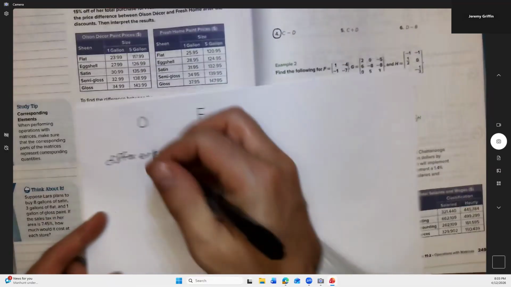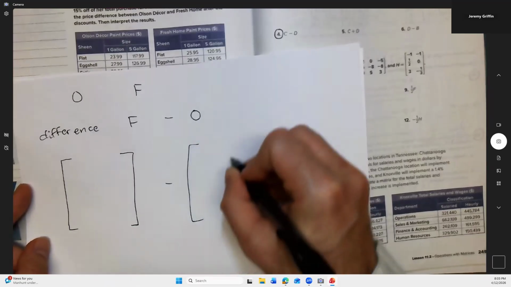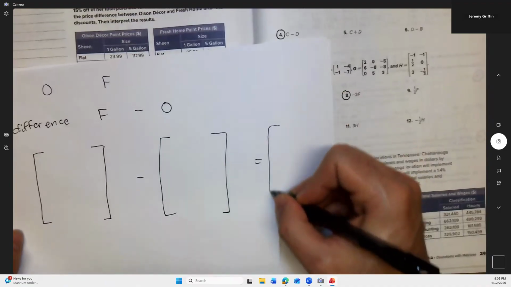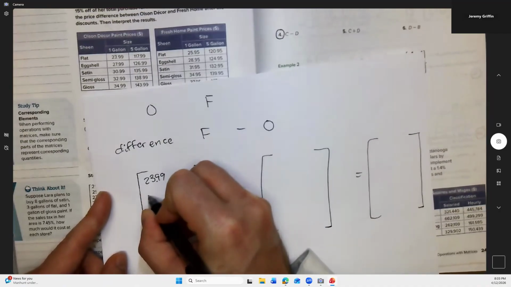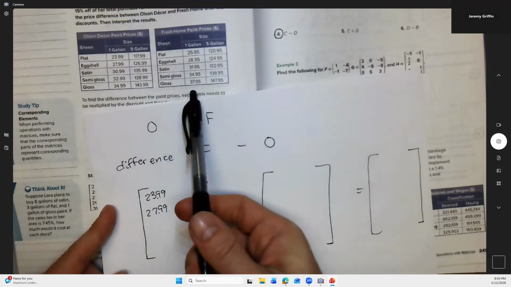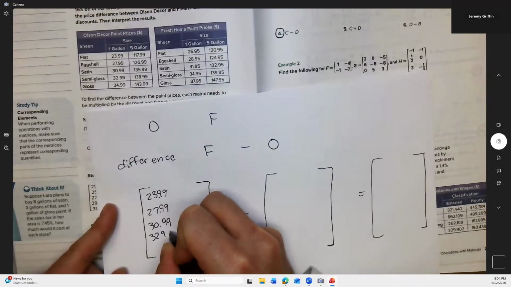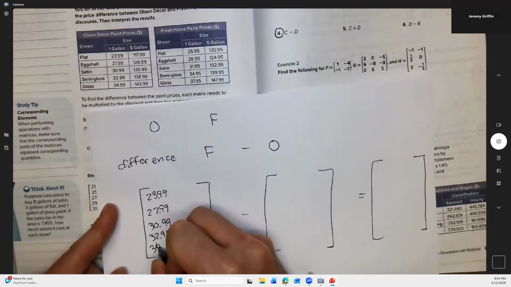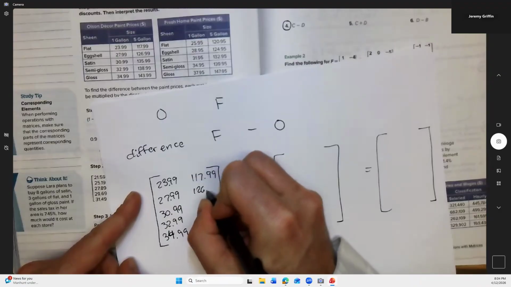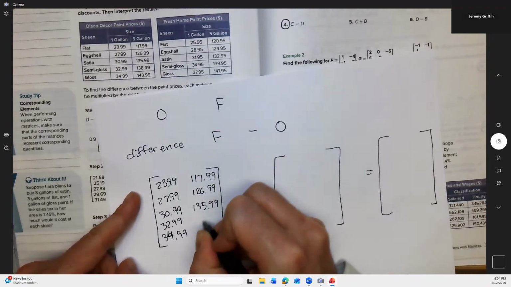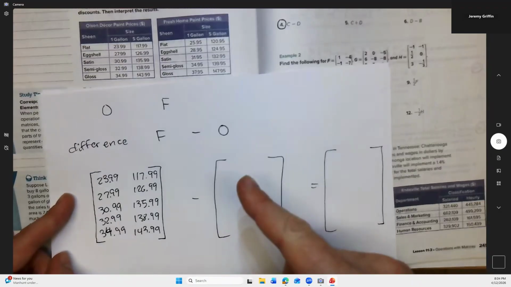So F, a 5 by 2 matrix, minus another 5 by 2 matrix, should give me a result that is a 5 by 2 matrix. So we have 23.99, 27.99, 30.99, 32.99, 34.99, 117.99, 126.99, 135.99, 138.99, 143.99. These are all .99, okay. Well, let's just go with it.